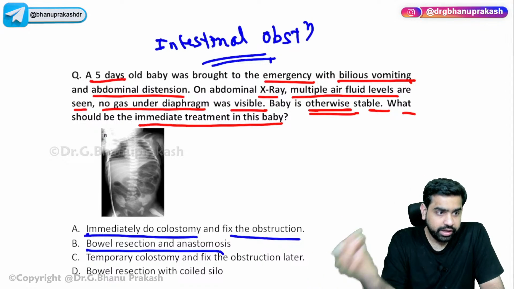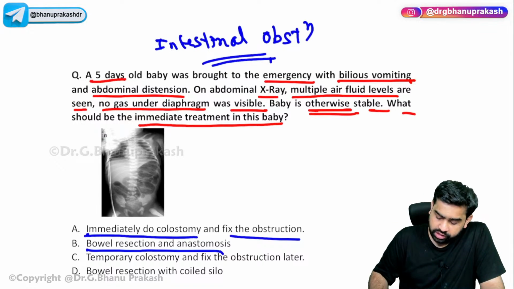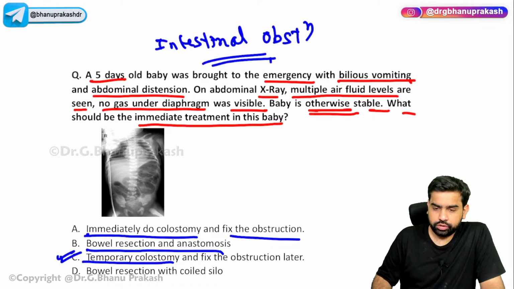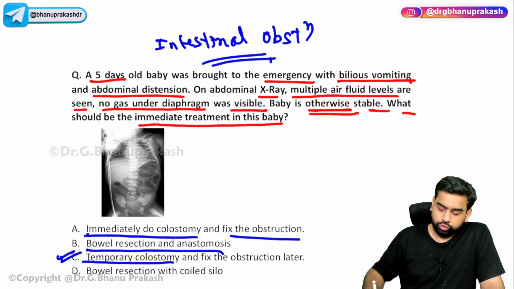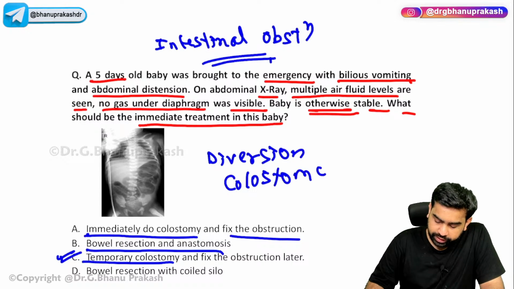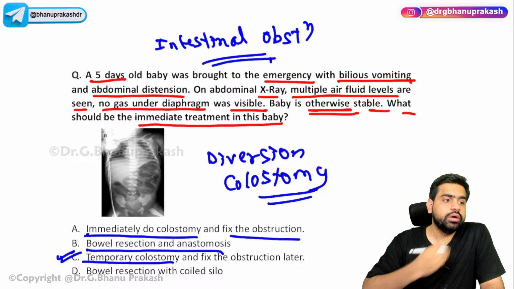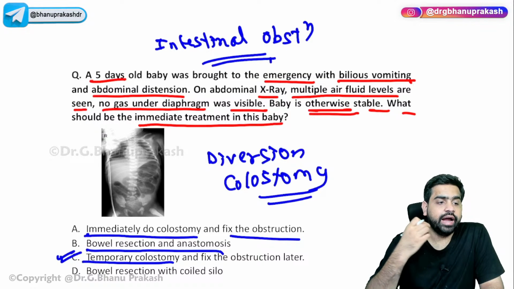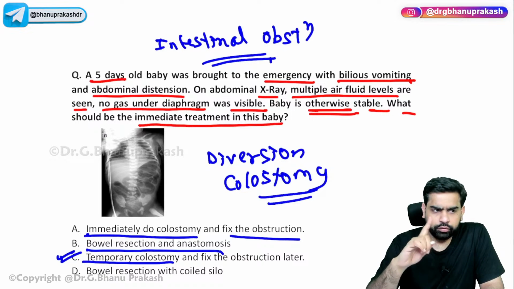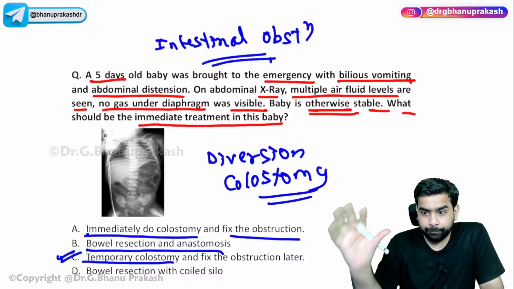The patients are dehydrated. So in these patients, what you need to understand is that you have to perform a temporary colostomy and fix the obstruction later. Do you understand my point? So what you have to perform is a diverting colostomy. Are you understanding my point? Now, someone is basically asking, what is a silo? A silo is basically a form of temporary closure.